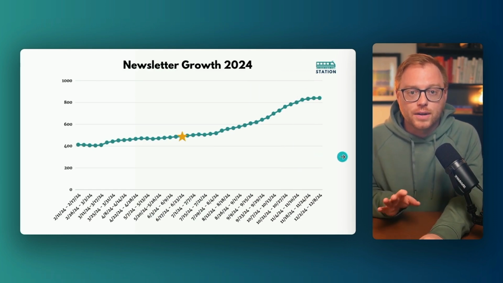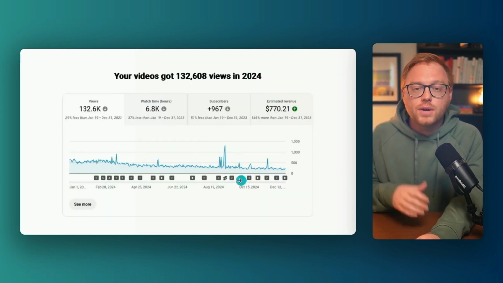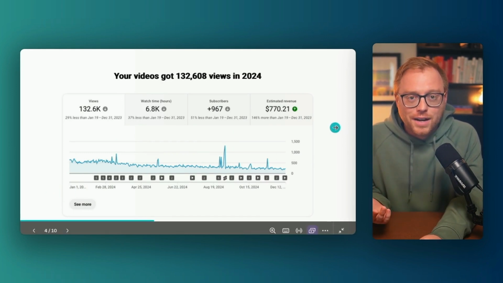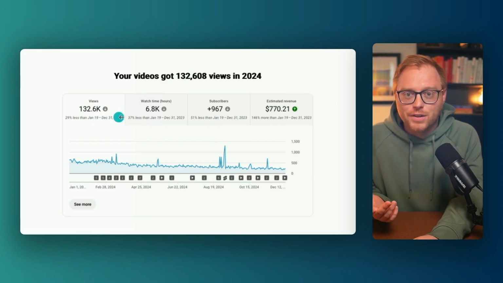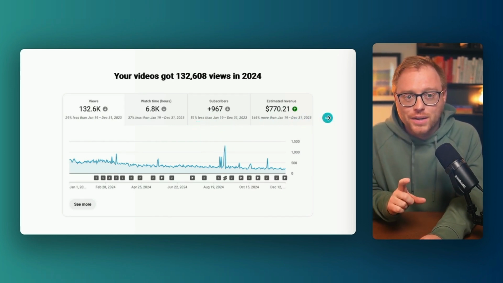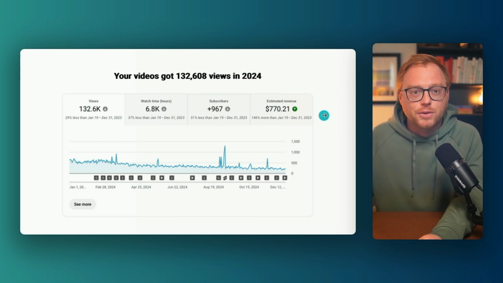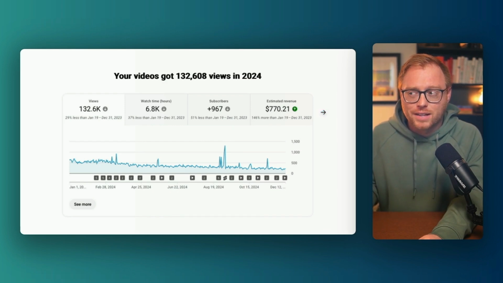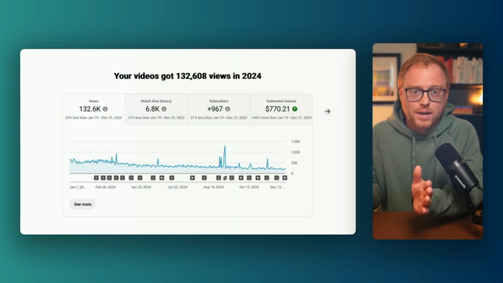Let's talk a little bit about YouTube specifically. Right here are my 2024 numbers. They're not great. You can see they're down: views, watch time, subscribers, this overall growth is down compared to 2023. Revenue is up, but take this with a grain of salt because all of 2023 wasn't fully monetized. I was only monetized, I think, from like July. So this number naturally is going to be up just because you have a greater time span in 2024.